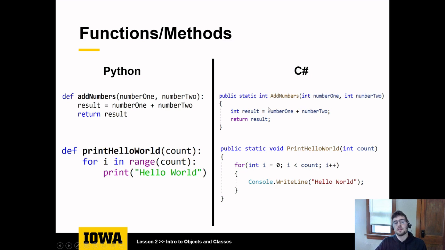Same thing up here. A piece of code that calls this function knows that if I call add numbers, I am definitely going to get an integer back, because we said that here in the definition of add numbers.